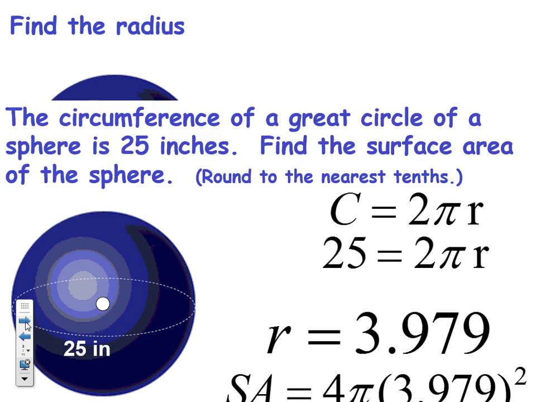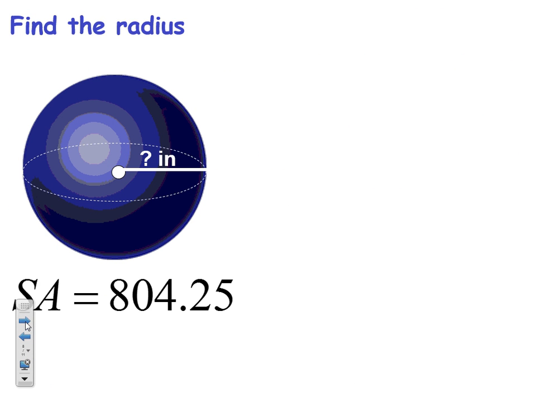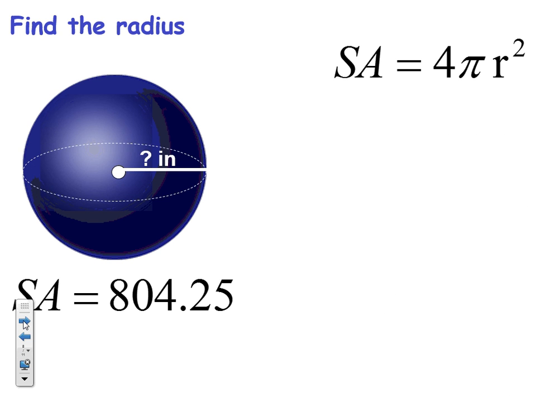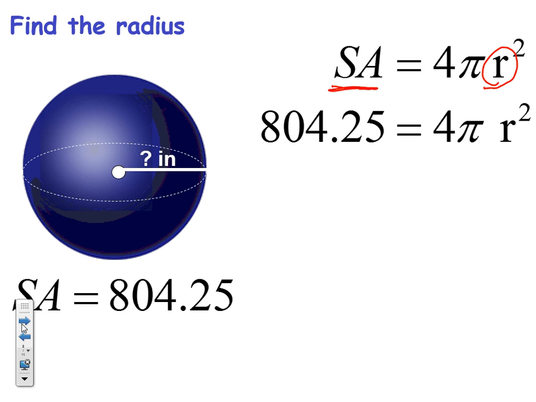All right, ladies and gentlemen, we have one more example for surface area before we move on to volume. Here it is. It just says find the radius. We don't know the radius, but I do know that my surface area is 804.25. So if I plug this in, now when I plug in information, I know my surface area. I need to find my radius. So I plug in what I know for surface area.